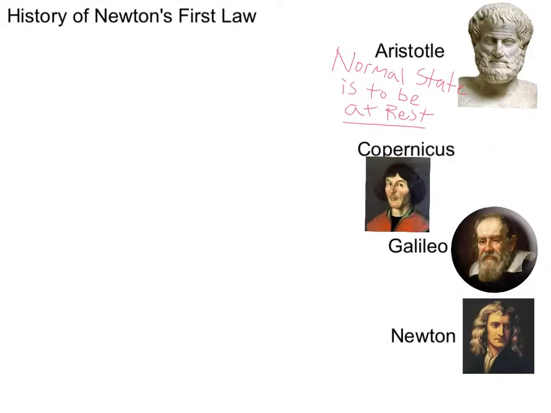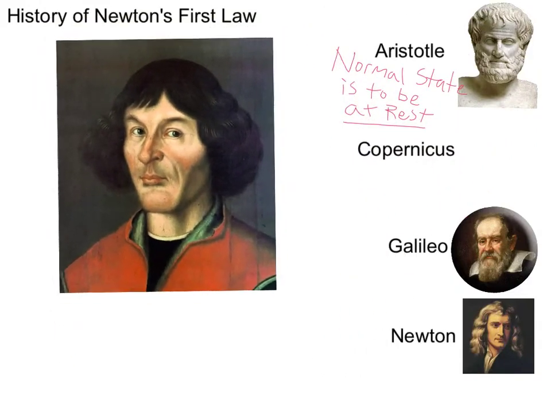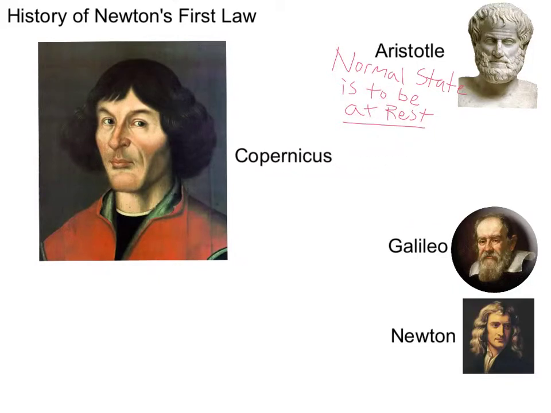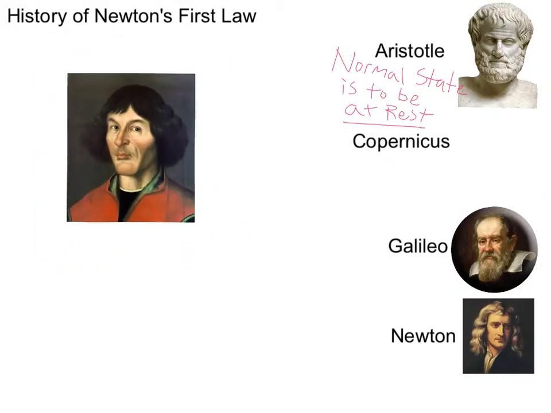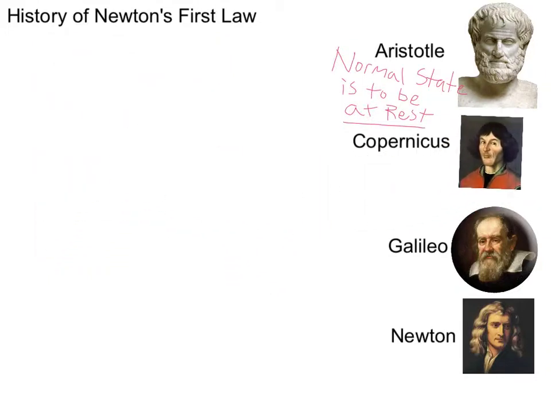Now, if we fast forward about 1,500 years, we come to this guy named Copernicus. And Copernicus was the first person to say that the Earth was not the center of the universe, that he was the first to propose the idea of a moving Earth. Prior to this, it was believed that the Earth was stationary and that the Sun and all the other planets and stars moved around the Earth. So Copernicus was the first to propose the idea of a moving Earth.